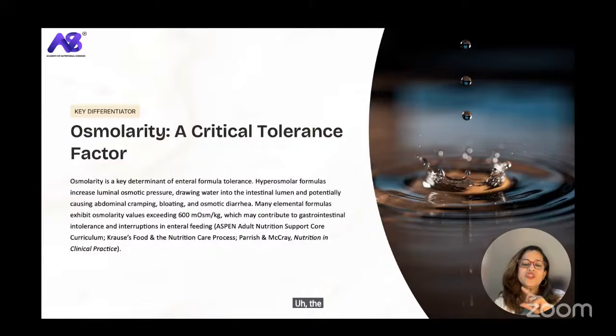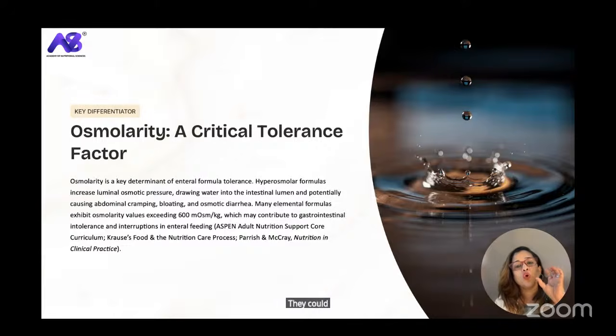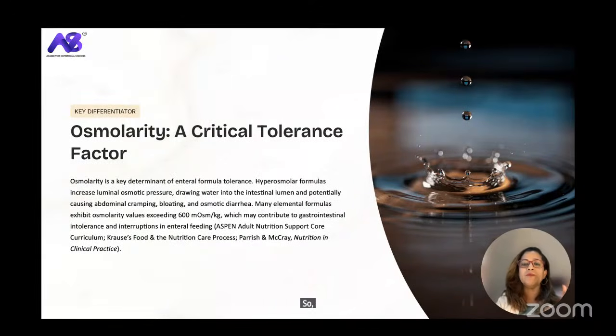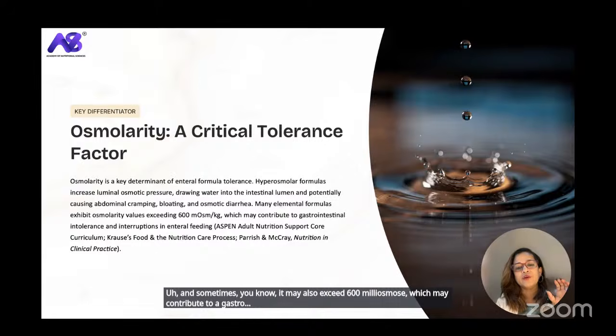The differentiating factor, I would say, is osmolarity, which is a key determinant of any enteral formula tolerance. Hyperosmolar formulas increase the luminal osmotic pressure and draw water into the intestinal lumen, and they could cause abdominal cramping, bloating, or in some cases osmotic diarrhea. There are many elemental formulas that exhibit an osmolarity value that sometimes exceeds 600 milliosmoles, which may contribute to gastrointestinal intolerance or interruption.